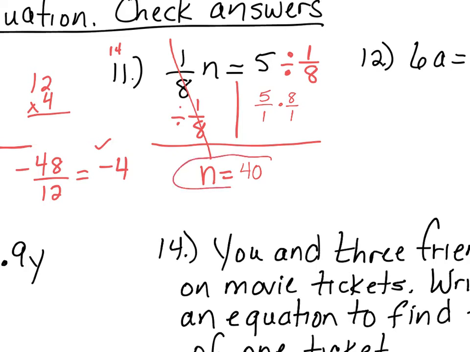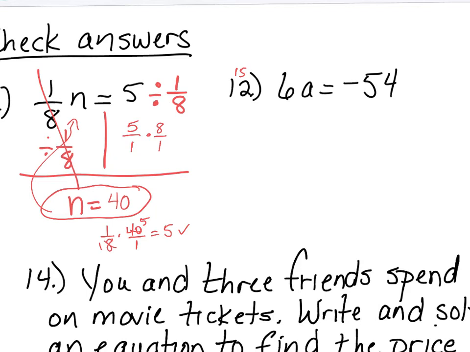Yep. And we're going to check it by plugging it right in there. 1/8 times 40 over 1, because remember, 40 is rational, so it can be written as a fraction. 8 goes into 40 5 times, and we get the answer of 5. Is that what we wanted? Yep.